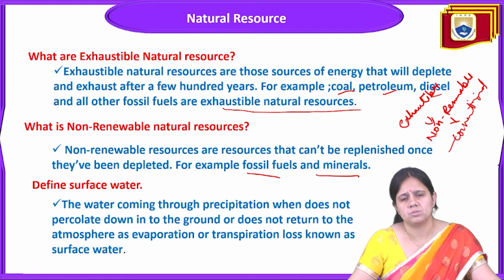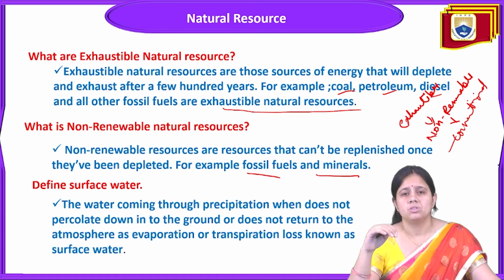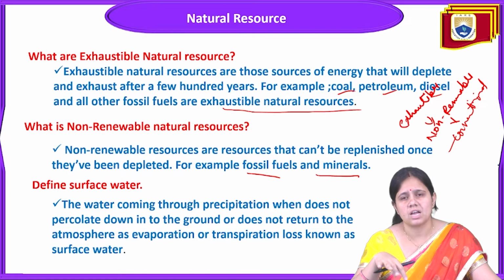And the next point is non-renewable energy resources. Non-renewable natural resources, exhaustible natural resources, and conventional natural resources are all the same, and examples are fossil fuels and minerals. Only the name is different, but the thing is the same. These are resources that can exhaust after some time, and that's why they are called exhaustible or non-renewable natural resources.